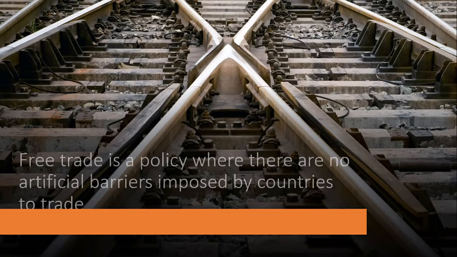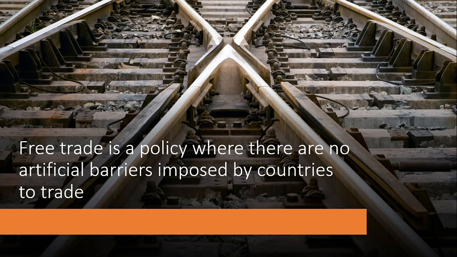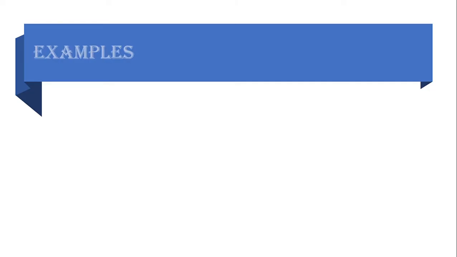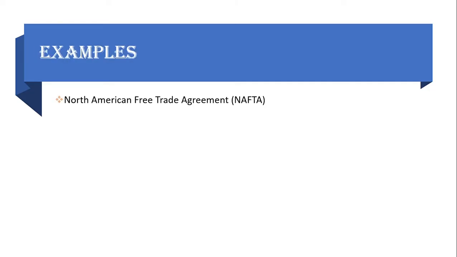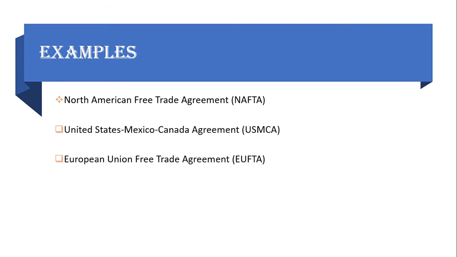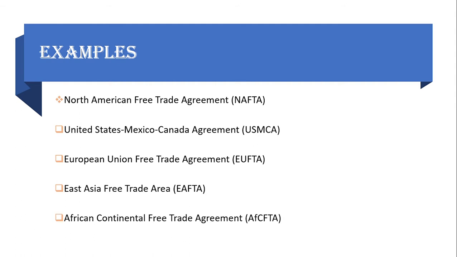Free trade is a policy that aims at removing all barriers in the form of punitive taxes and tariffs on goods. Thanks to free trade agreements, these barriers that exist in protectionism have been reduced. This encouraged trade between countries and led to competition. Popular examples of such agreements include the North American Free Trade Agreement, now the United States-Mexico-Canada Agreement, the European Union Free Trade Agreement, the East Asia Free Trade Area, and the recent African Continental Free Trade Agreement.